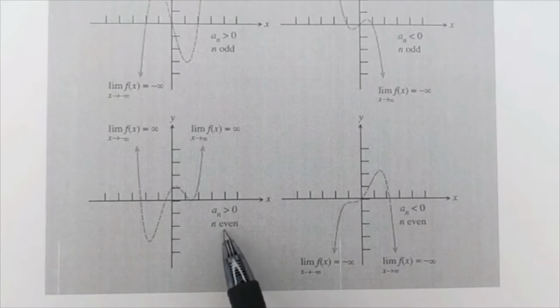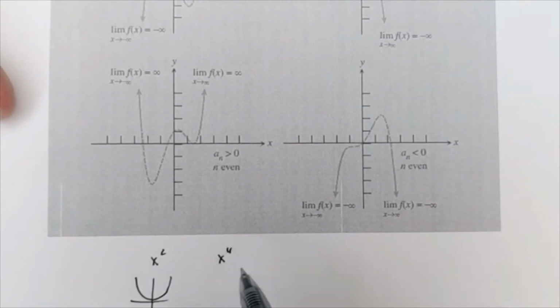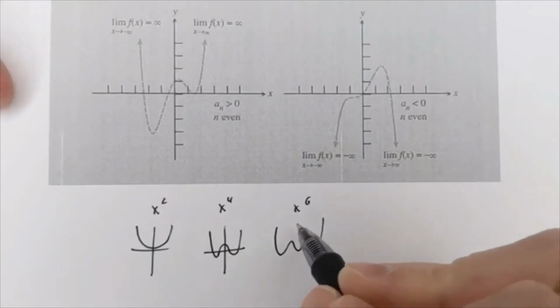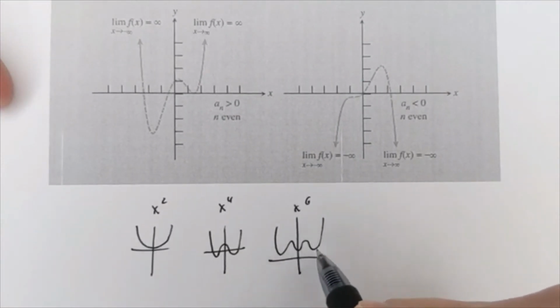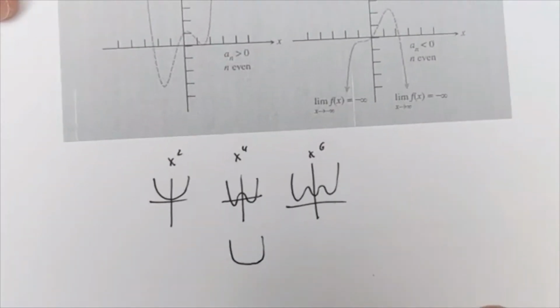For example, if you really want to exaggerate this, say I had x squared. Well, x squared looks something like this. X to the 4th potentially looks something like this. X to the 6th looks something like that. The number of humps is always at most one less than the exponent. It doesn't have to be. The x to the 4th could also be flat, like a U shape.